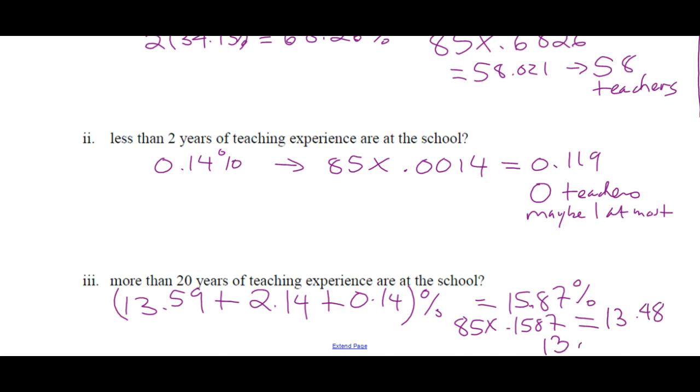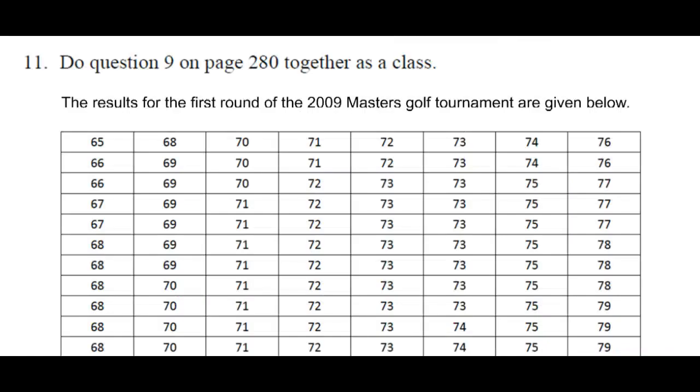So we say 13 or maybe 14. If I asked you for a distinct number, you'd say 13, but I wouldn't be surprised if it was 14. Remember, it's not exact. You need a lot bigger numbers than 85. What we would do is say there are 40,000 teachers in the province, here's how it works out, and then we would get better numbers. So the larger your data set, the better your numbers. Oh my goodness. Do question 9 on page 280 together as a class.